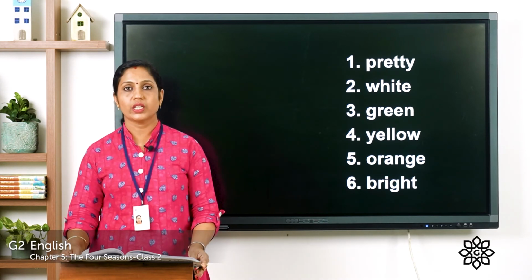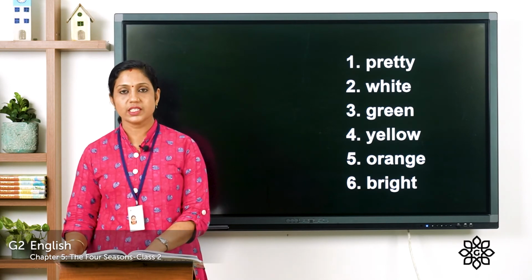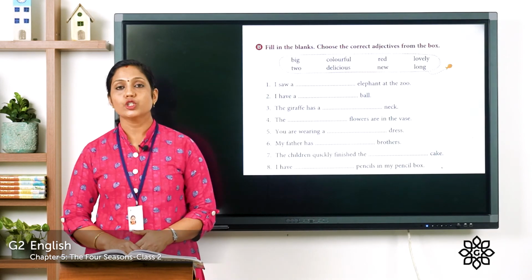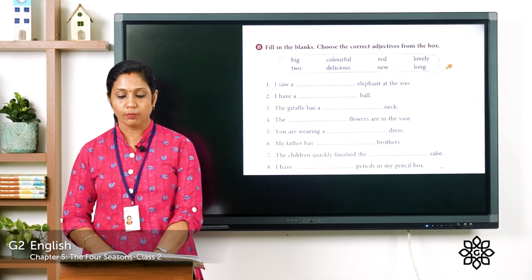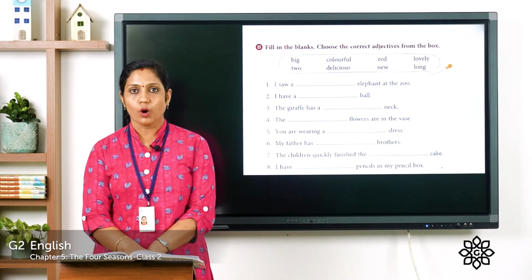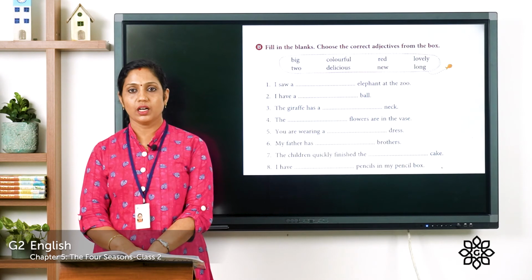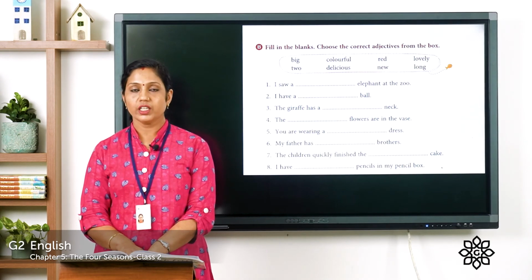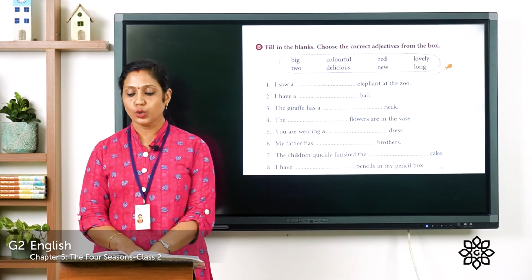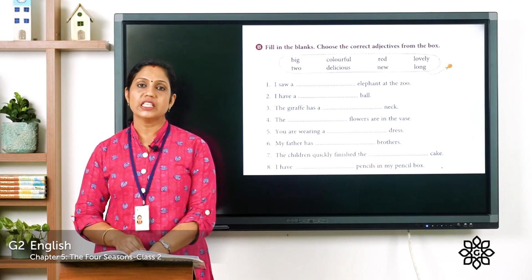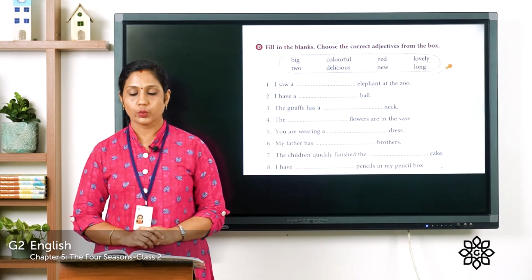Now let's move on to the next exercise, page number 69. Fill in the blanks, choose the correct adjectives from the box. In the box, some words are given: big, colorful, red, lovely, two, delicious, new, long. So with these words, we have to fill. Now let's look at the questions.